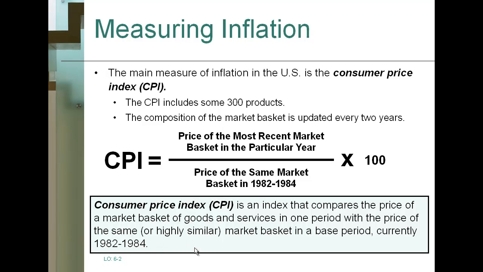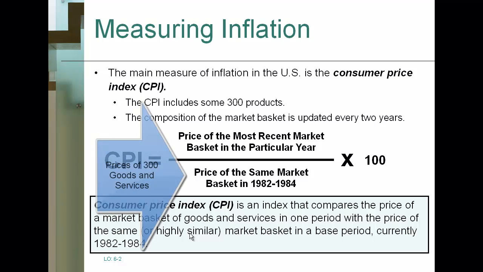The CPI is an index that compares the price of a market basket of goods and services in one period with the price of the same or highly similar market basket in a base period, currently 1982 to 1984. Now, what does all that mean? Well, imagine having 300 products, and these products could vary from bread to cars to computers to doctor's visits, right? Services as well. So you have 300 products and services.